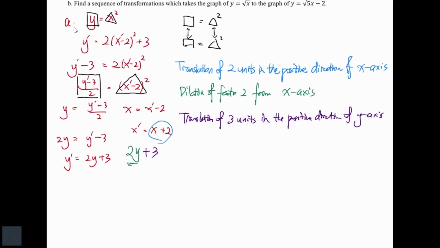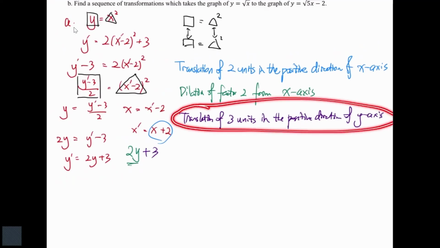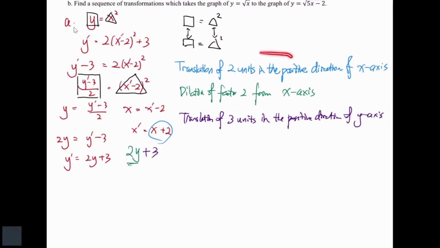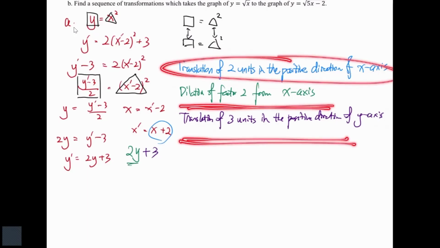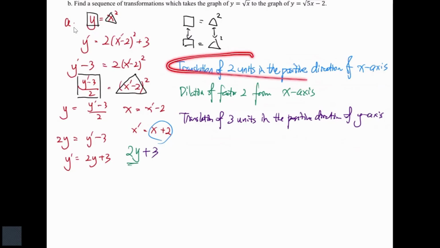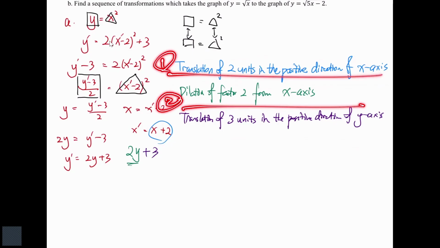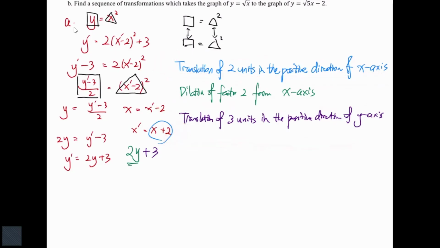Now, notice that the only important thing is the translation must be done after dilation. Then, no matter when you put this step, whether as the first step, the second step, or the third step, it doesn't matter. It doesn't matter because no matter how you change the x coordinate, that will have no impact on my y. Doesn't matter. All right. This is the power of mapping.